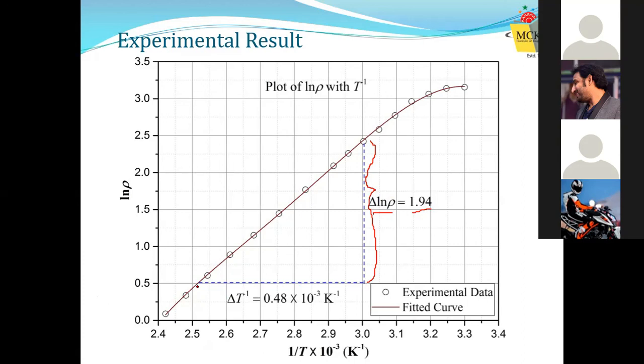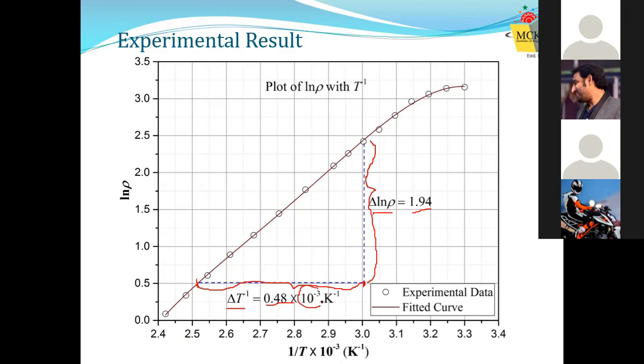And for this triangle, the base length is my delta T inverse, that is the x-axis. It is 0.48. You can see it from here. This is slightly above 2.5 and this is around 3. So if you subtract these 2 points, the value would be around 0.48. But remember, everything is multiplied by 10 to the power of minus 3. So you do not forget to do this.